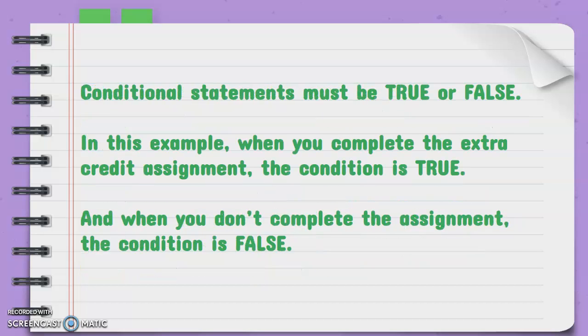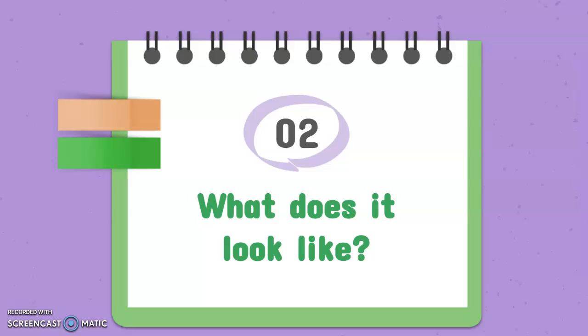Conditional statements must be true or false. In this example, when you complete the extra credit assignment, the condition is true. So, did you complete the extra credit assignment? Yes, true. And when you don't complete the assignment, the condition is false.